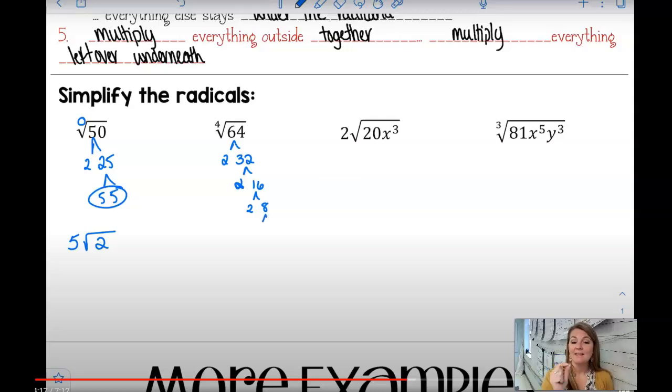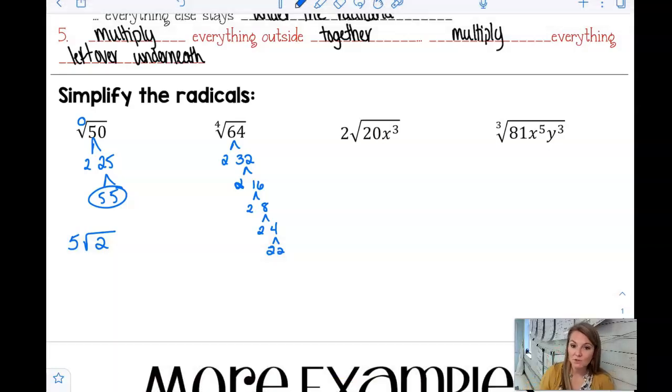Now at this point, again, 16 is divisible by 4, so you could do 4 and 4, but your trees get kind of a little off center. So if you do it this way, the edge of your trees are always going to be your prime numbers. You don't have one tree ending here and then one tree ending here, and it just gets kind of wonky. So 8 is 2 and 4, and finally 4 is 2 and 2. So those are all of my prime numbers, lots of 2's. Now my index is 4, so I am circling my quadruplets. I am circling 4 of the same number if I have it. I do have a group of 4.